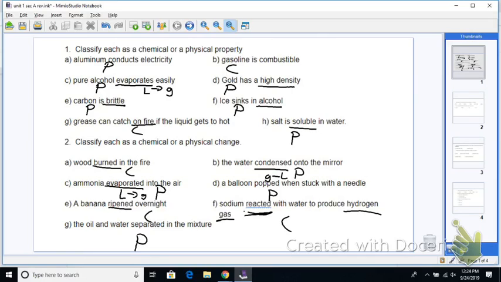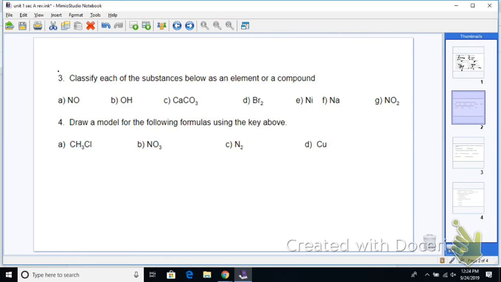So on the test, they'll just be really simple, one word answers on those, just like that. Won't be much different than that. Okay. We get to the thing where we've got to decide if it's element or a compound. All right? So an element or a compound.